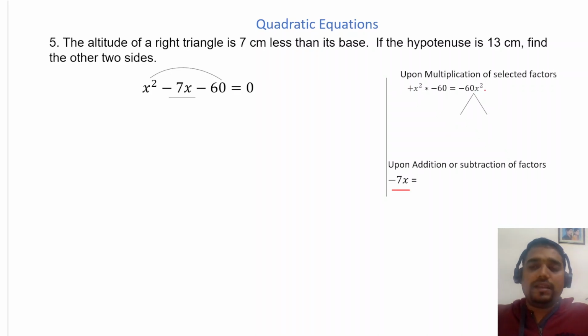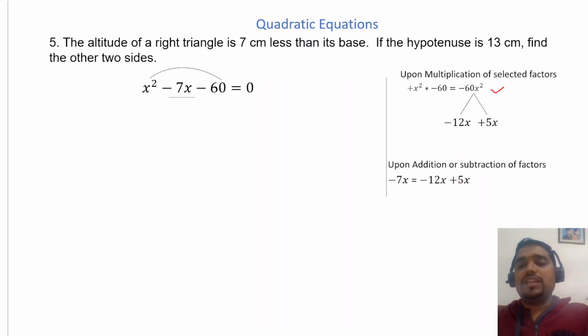Now to select factors, upon multiplication we have to get 60, and upon addition or subtraction, we have to get 7. So the factors selected are 12 and 5, since 12 times 5 is 60. Because we want to get minus 7x, if the factors are selected as minus 12x and plus 5x, then because the signs are opposite, it would get subtracted and we would get minus 7x. Also, let us now verify the second condition, that is upon multiplication we have to get minus 60x square. Minus into plus is minus, 12 times 5 is 60, x into x is x square. So now both the conditions are satisfied.